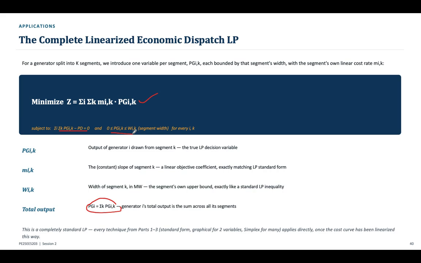For example, if generator i has 3 segments with widths 50, 70 and 60 megawatt, the 3 corresponding segment variables cannot exceed those widths. The generator's total output can therefore range from 0 to 180 megawatt. So the segment variables are not independent generators; they are portions of the same generator's operating range.